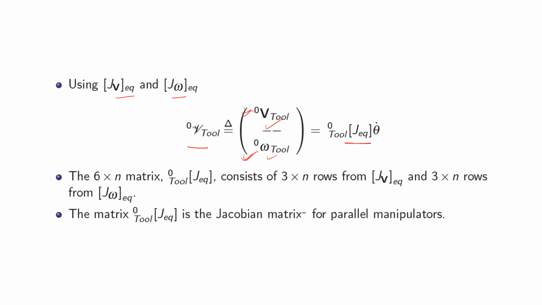So what is this, that is J equivalent of tool frame to 0? This is a 6 cross n matrix. The first 3 cross n rows are from Jv equivalent, right? Jv equivalent, and the next 3 cross n rows are from J omega equivalent. So this is the matrix which is the parallel manipulator Jacobian matrix.